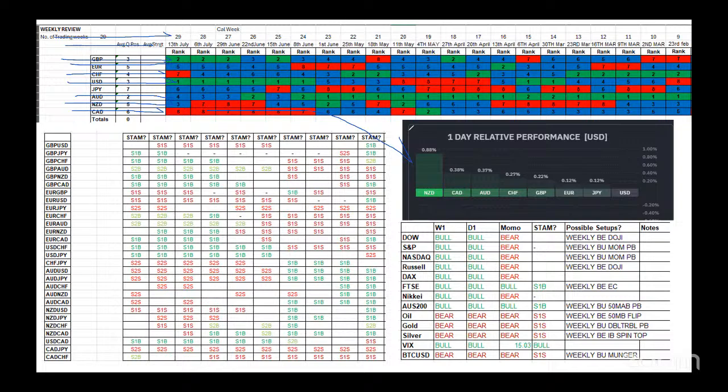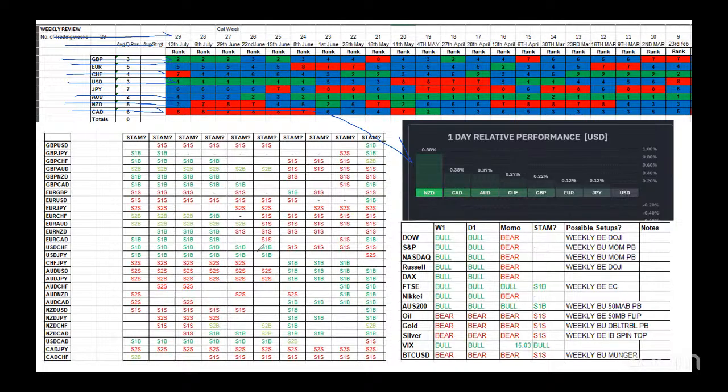We'll look at that in a moment when we look at Kiwi dollar against Swiss franc. We'll see how understanding the STAM, the trajectory, the line of travel for those, can help us in terms of understanding markets and understanding our trade setups.